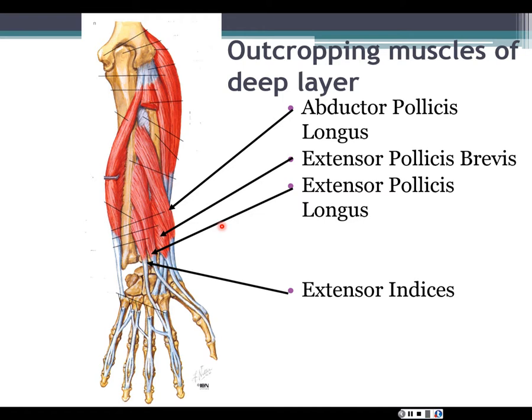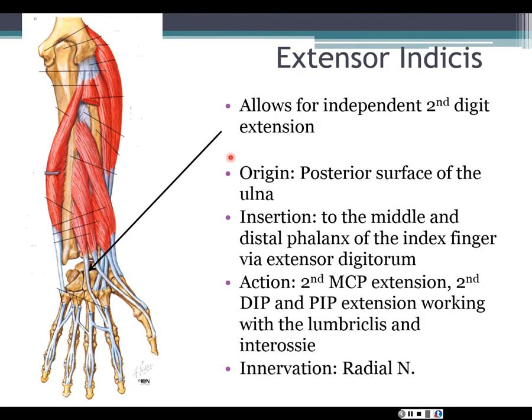So like I just said, how the extensor digiti minimi allows for independent extension of the pinky, the extensor indicis is going to allow for independent extension of the index finger. We're able to have a lot of independent motion with our index finger because the extensor indicis allows us to move it without having to contract the entire extensor digitorum. So starting with that one, it allows for independent second digit extension. It's not a very large muscle.